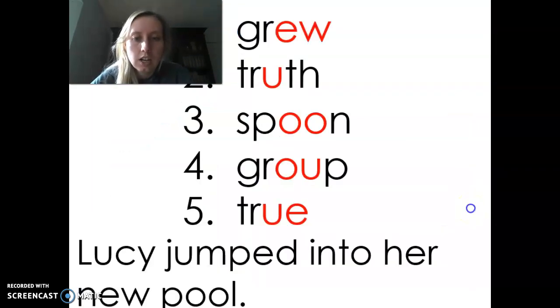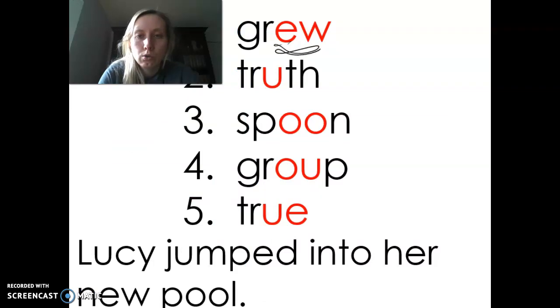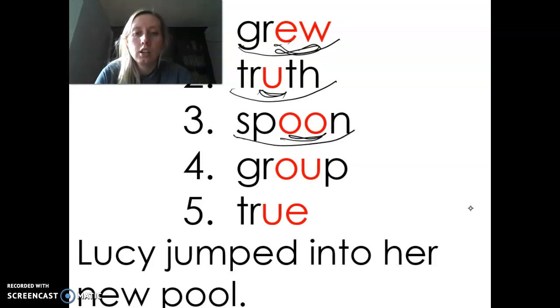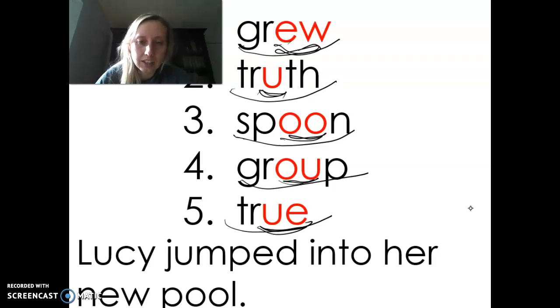Okay, here we go. So once again, this says oo. 3, 2, 1. Grew. This says oo. 3, 2, 1. Truth. This says oo. 3, 2, 1. Spoon. This says oo. 3, 2, 1. Group. This says oo. 3, 2, 1. True.